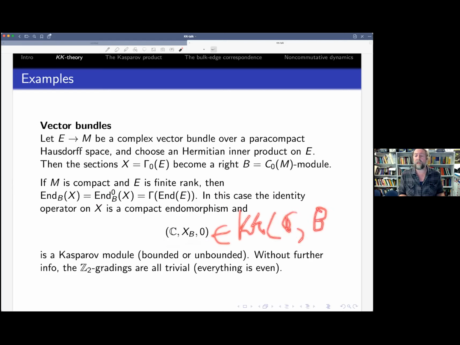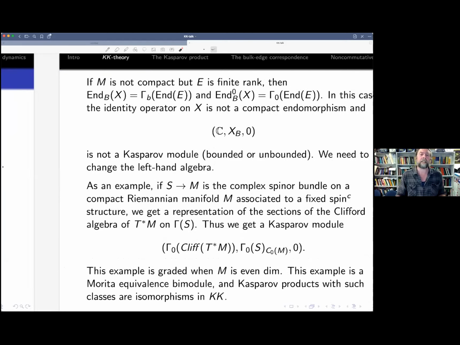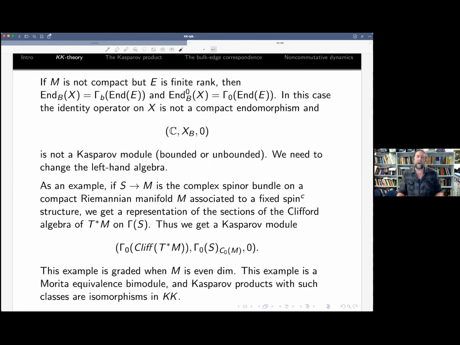I don't know if I can pull this off. C, B. There you go. So that's a K-theory class. And without any further information, all the Z2 gradings are trivial, so everything is even. If M is not compact, but you still have a finite rank vector bundle, then the endomorphisms are the bounded sections of the usual endomorphisms, and the compacts are the sections vanishing at infinity. And in this case, the identity operator is not a compact endomorphism. So this isn't a Kasparov module of either sort.